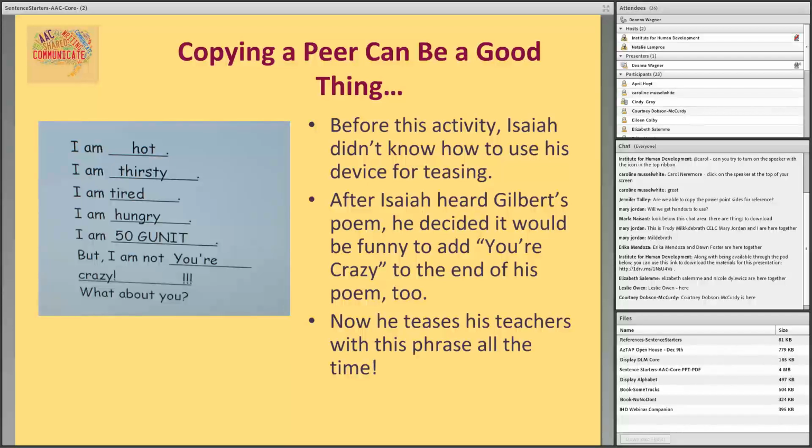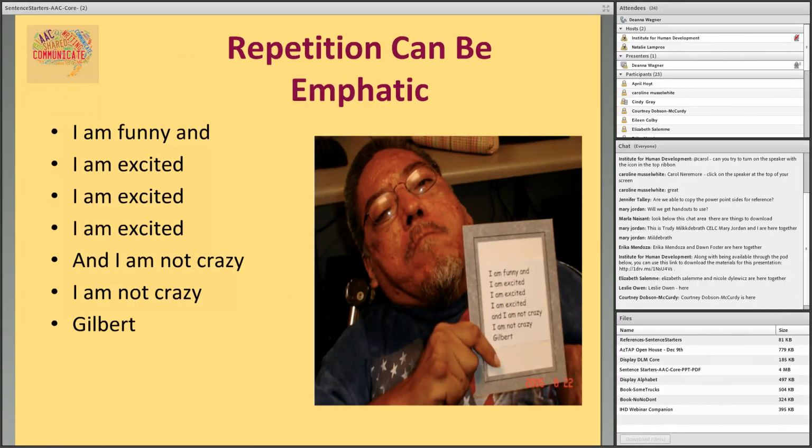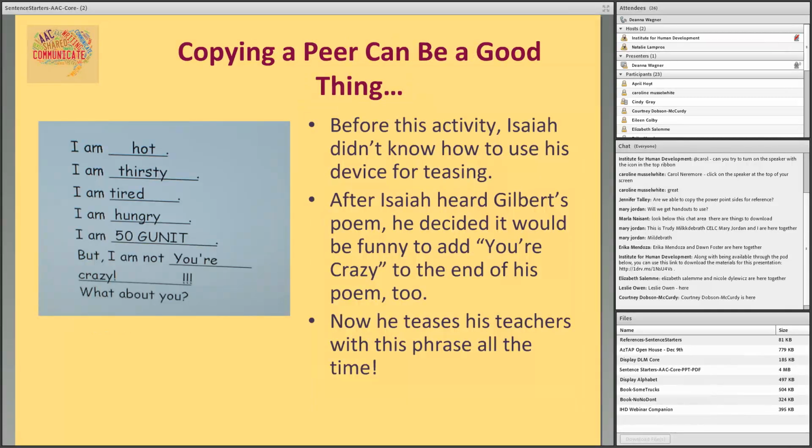Here's a poem by a young student who watched Gilbert making his and was very interested in how he was writing I am not crazy, and decided that would be a good idea to put in his poem. So he added I am not, and then found a pre-programmed phrase in his device that says you're crazy, and continues to use that phrase to tease his teachers. So Isaiah's poem still had descriptive words, including the crazy phrase.